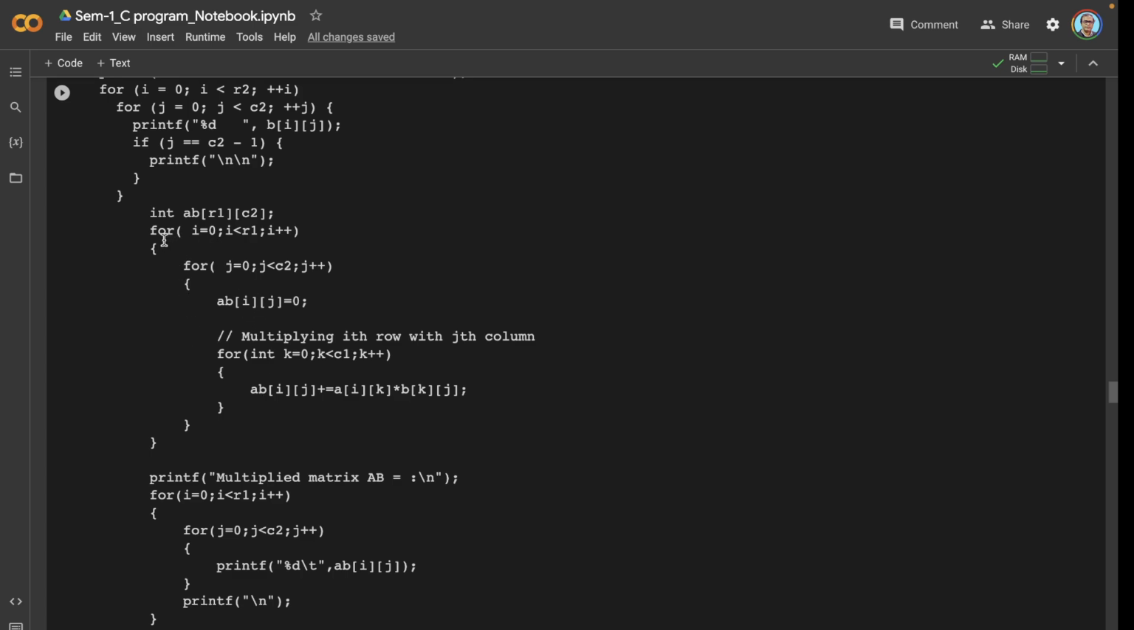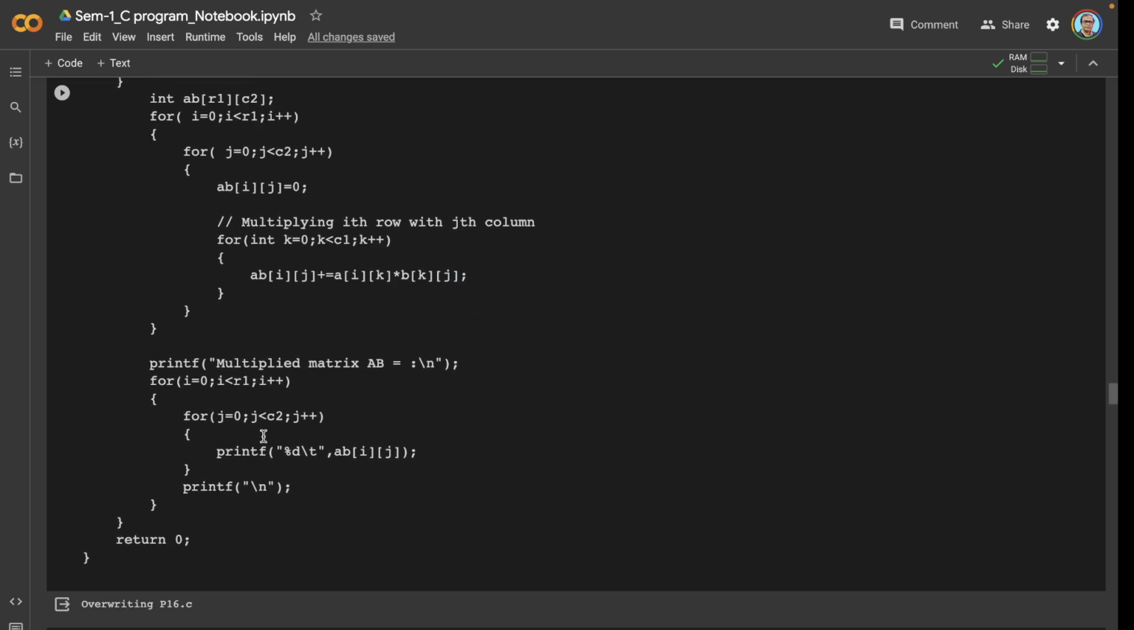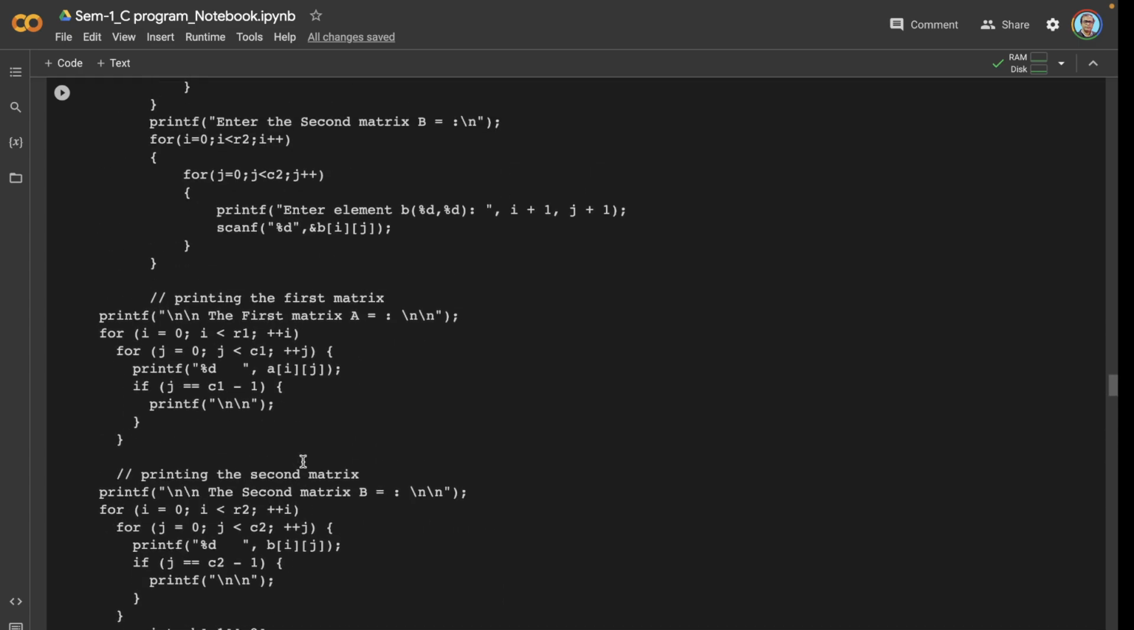This j loop is nested inside this i loop, and in the AB product matrix, AB[i][j] equals the initial value 0, and for multiplication we use this new variable k: AB[i][j] equals AB[i][j] plus A[i][k] star B[k][j], and print the multiplied matrix AB, print this.